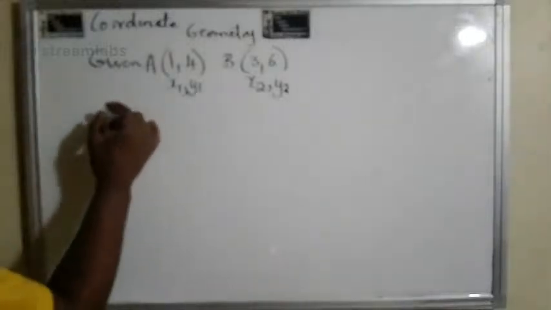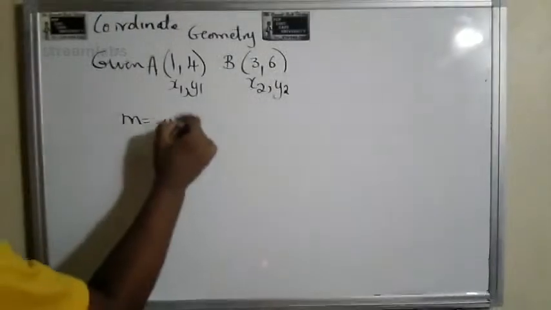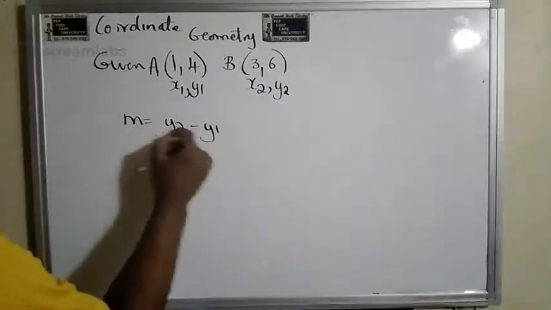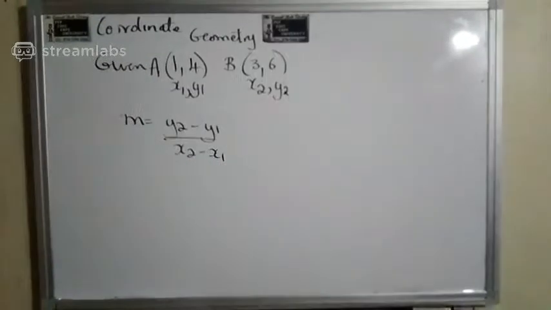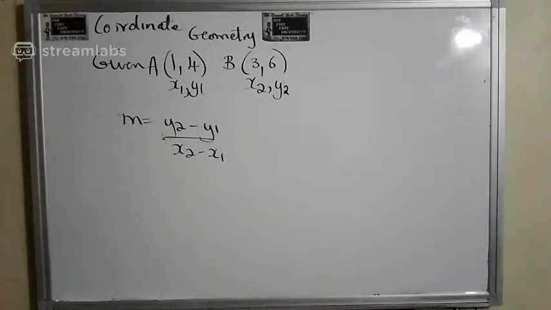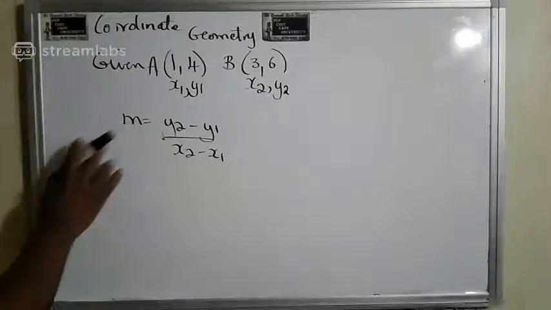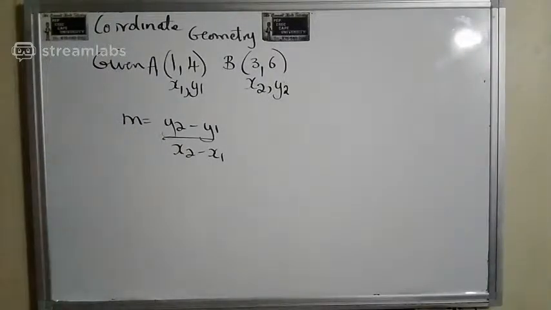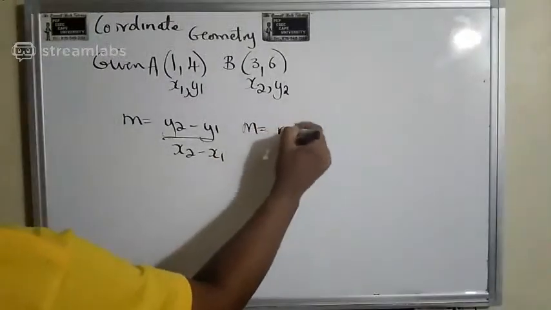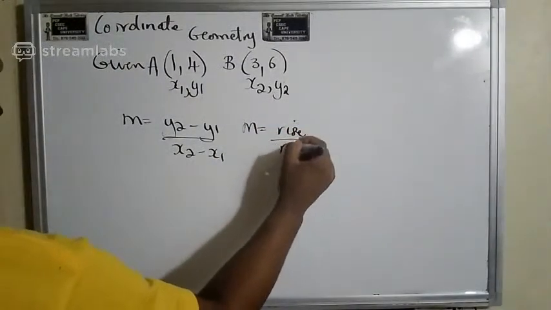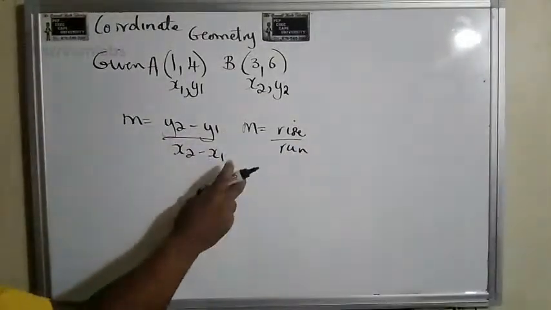So the gradient is the change in y over the change in x. So that's the gradient. Or you can say rise over run. That's what my teacher taught me. But it's the change in y over the change in x.